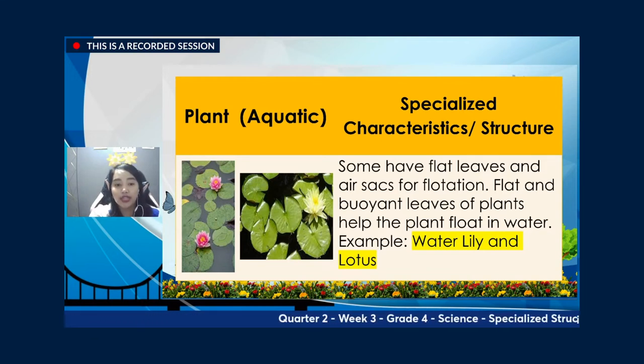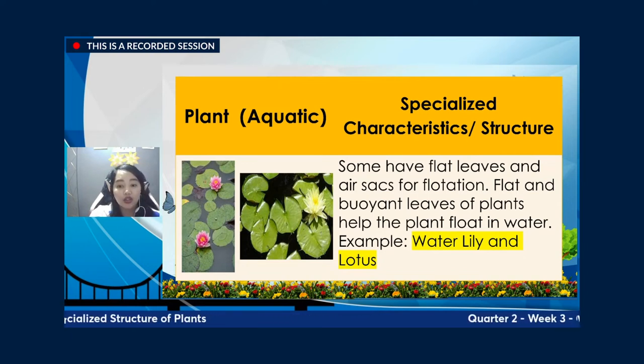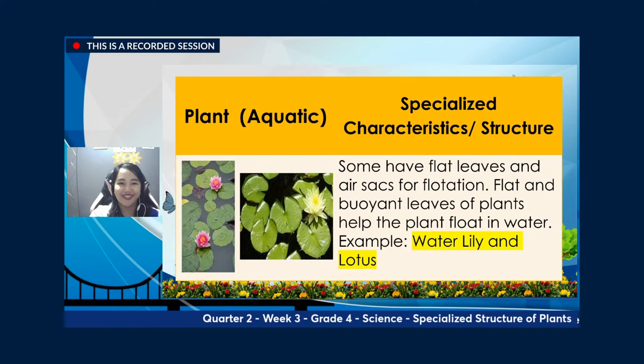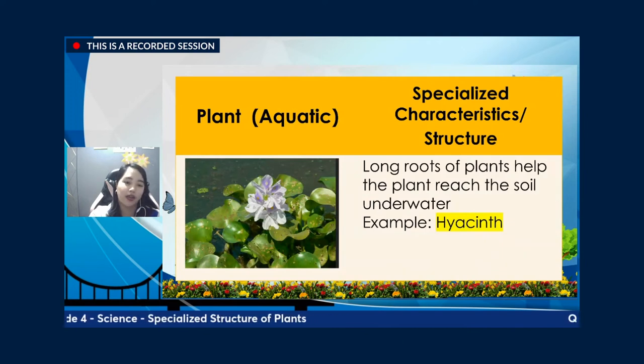Flat and buoyant leaves of plants help the plant float in water. Ayan. The water lily leaves have thick and buoyant leaves, while lotus leaves are flat and broad, so they tend to float in water surfaces. Okay? Next one is we have here, ayan, yung water hyacinth na tinatawag natin.